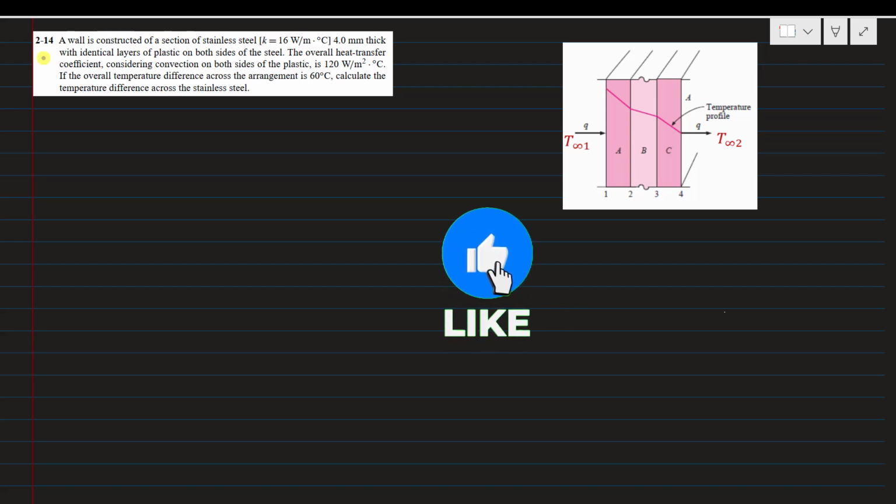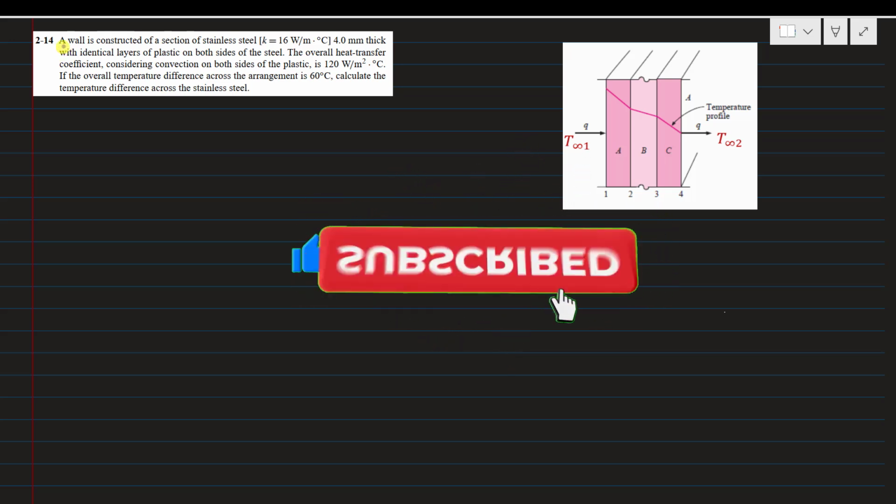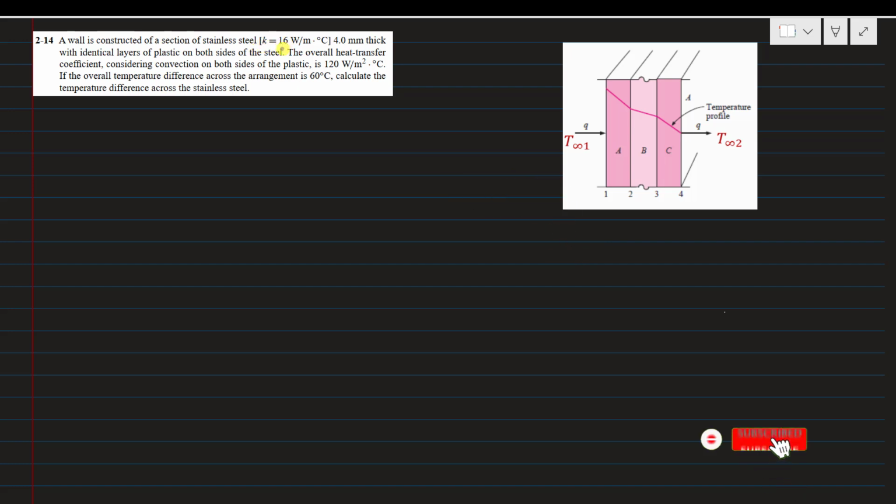We will solve problem 2.14 from the book Heat Transfer by J.P. Holman, 10th edition. Here's the statement: a wall is constructed of a section of stainless steel. Its thermal conductivity is 16 watt per meter centigrade, 4 millimeter thick, with identical layers of plastic on both sides of the steel. The overall heat transfer coefficient considering convections on both sides of the plastic is 120 watt per meter square centigrade. If the overall temperature difference across the arrangement is 60 centigrade, calculate the temperature difference across the stainless steel.